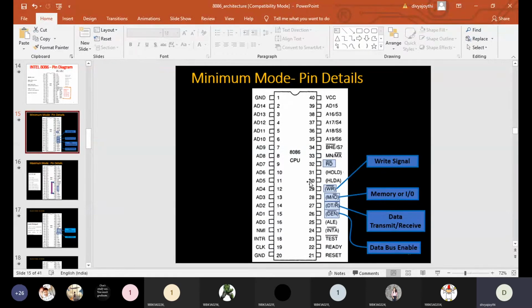That is about 29. And pin number 30 and 31: pin number 31 is HOLD, and pin number 30 is HLDA. HLDA stands for hold acknowledgement. 31 is hold and 30 is hold acknowledgement. Here you need to keep your concentration a little more.